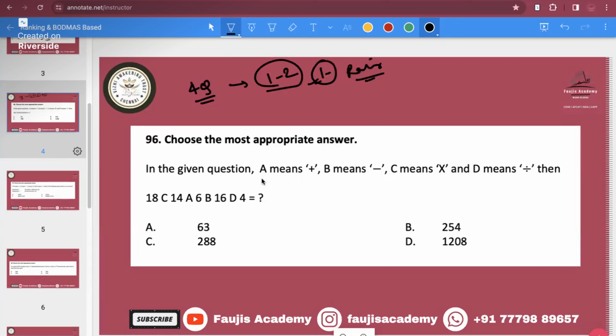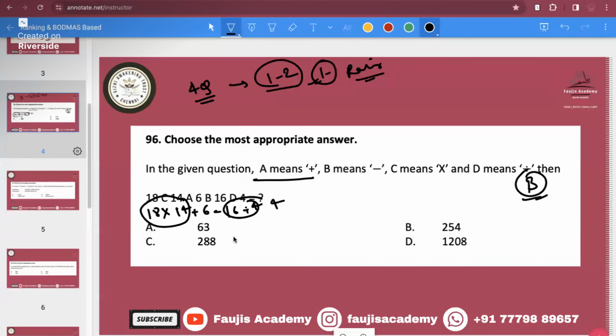So in this type of question, it is very easy. Okay, just replace 18. C means X, that means multiplication. A means plus 6. Where is B? B means minus 16. And D means division. Now let's do the calculation. Tell me what is the answer. Option B, sir. 254. Okay. So this one, if you solve it, it will be 4. Plus and minus is there, so it won't be doing any harm.